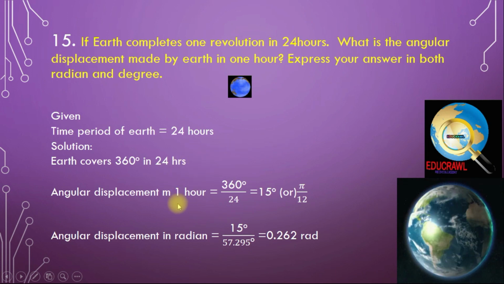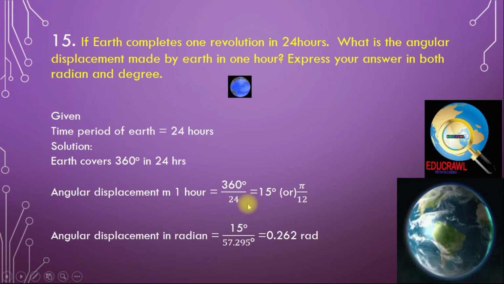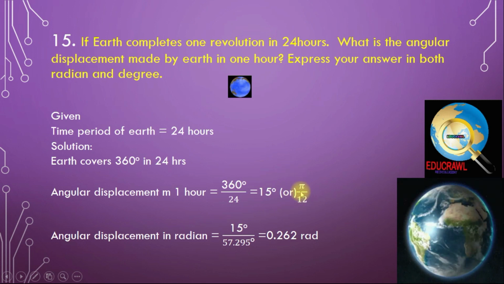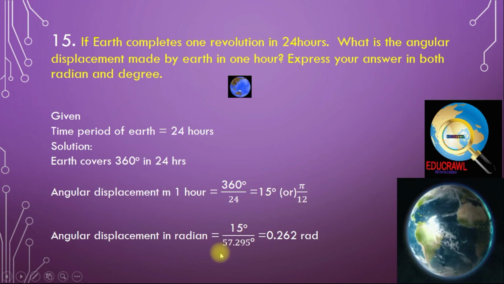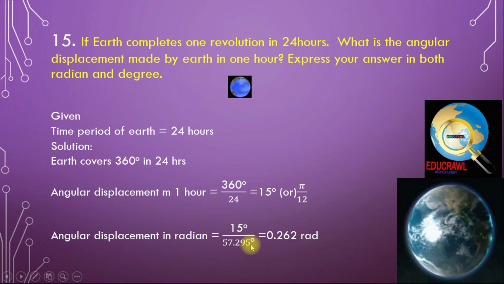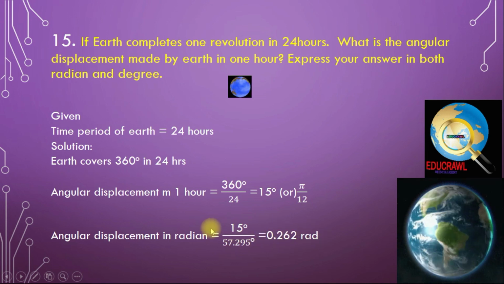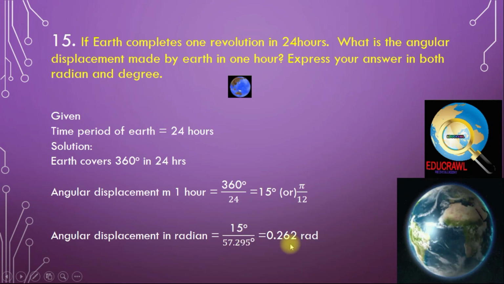So, 1 hour, very simple: 1 hour is equal to 360 divided by 24. So you get the answer as 15 degrees, or if you want to represent it in radian, it is pi by 12. So for angular displacement in radian, we have to divide this 15 by 57.295 degrees. When you divide this, you get 0.262 radian. Already the conversion of radian to degree and degree to radian we have discussed in the theory part. So using that formula, you can easily convert.